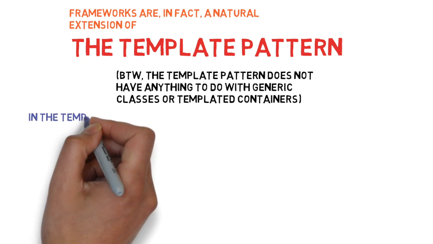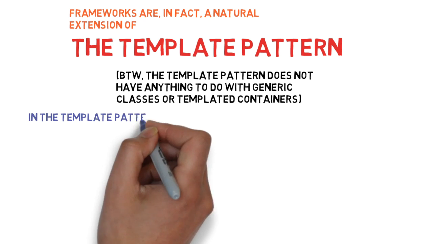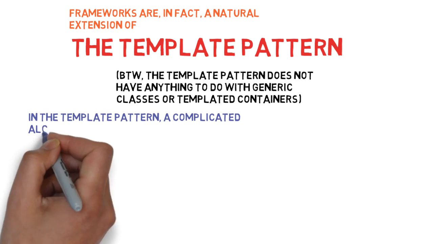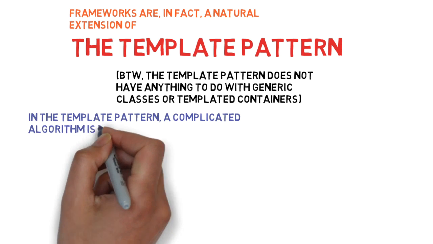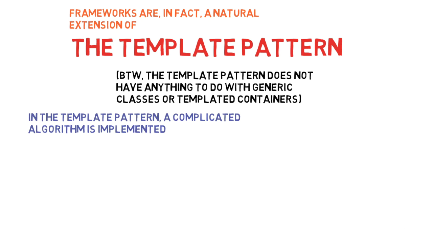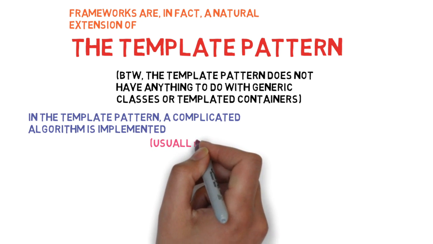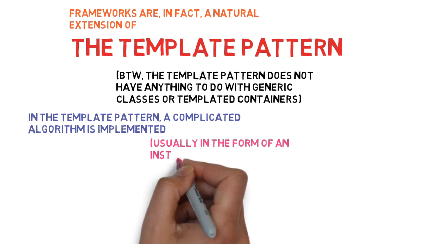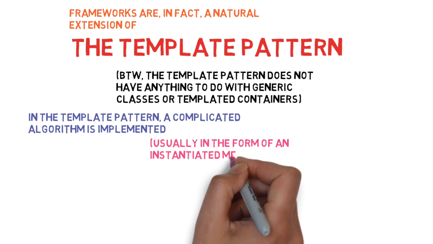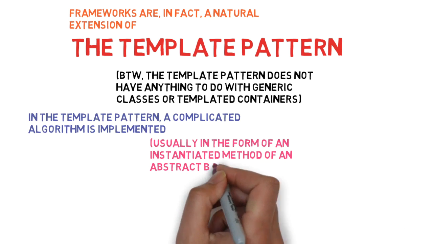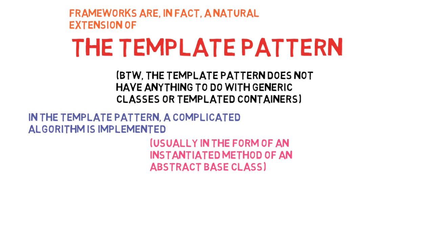In the template pattern, typically a very complicated algorithm is implemented. The complete implementation can be provided in the form of steps. So you can imagine a whole bunch of methods taking care of step 1, step 2, step 3, etc. of this complicated algorithm. And these steps are called one after the other. Now, this complicated algorithm is implemented in the form of an instantiated method of an abstract base class.